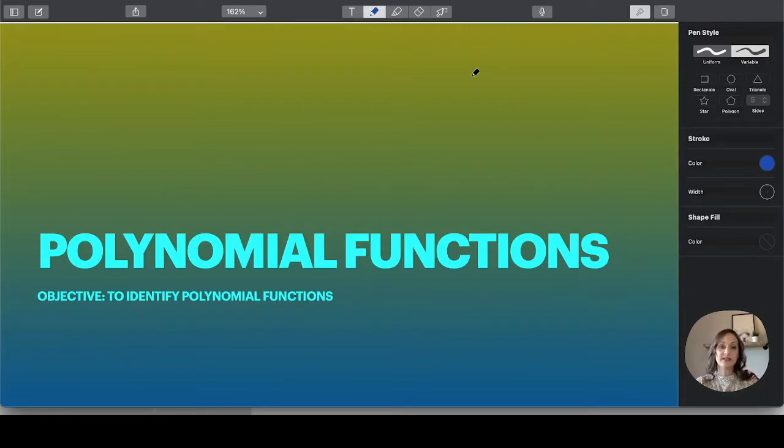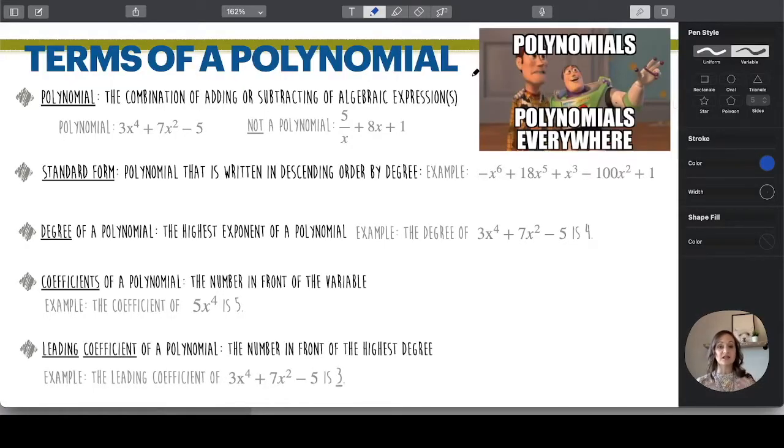In this video, we'll be discussing polynomial functions and how to identify and classify polynomial functions. So first, let's discuss what a polynomial is. A polynomial is the combination of adding or subtracting algebraic expressions. So for example, 3x to the fourth plus 7x squared minus 5 is a polynomial function because it has algebraic expressions that are added or subtracted together.